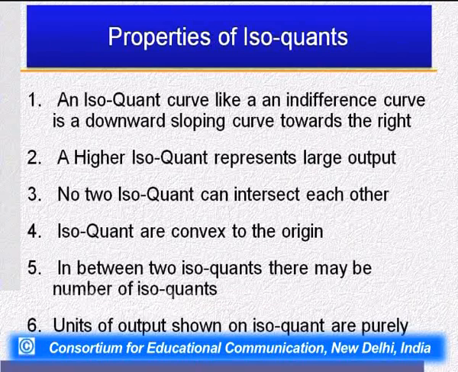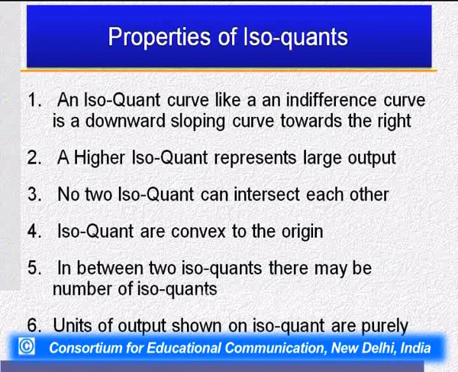Now, we discuss the properties of isoquants. If you recall the properties of indifference curves, the properties of isoquant curves are quite similar. The difference is only that we are talking about the factors of production, labor and capital, and we are talking in terms of output, rather than utility or satisfaction. So, an isoquant curve, like an indifference curve, is a downward sloping curve towards the right. We have seen just now that a higher isoquant represents a larger output.